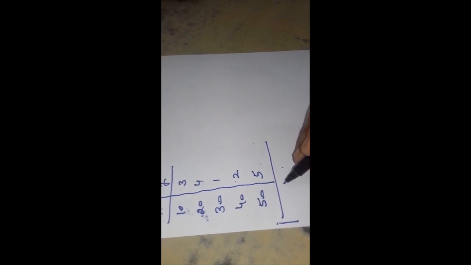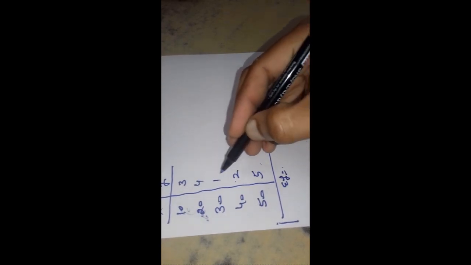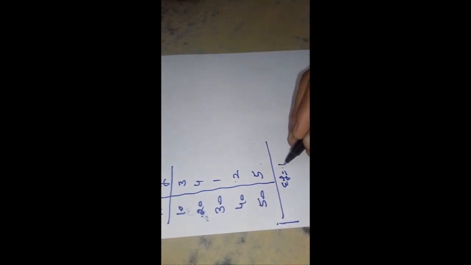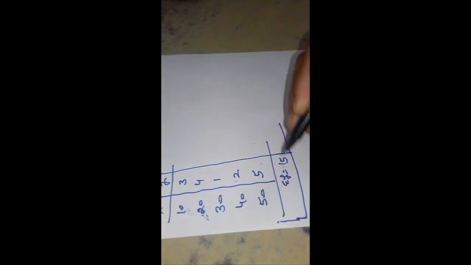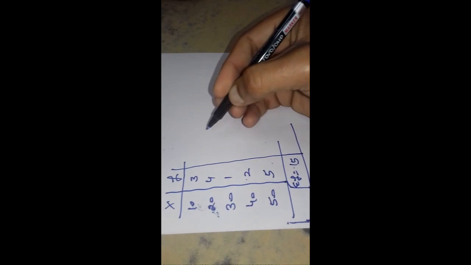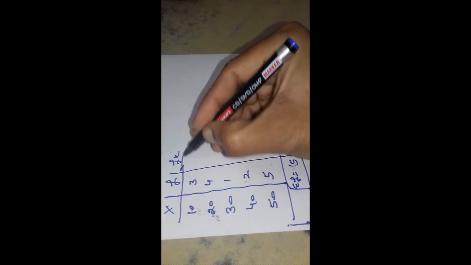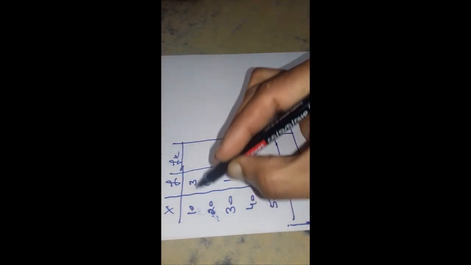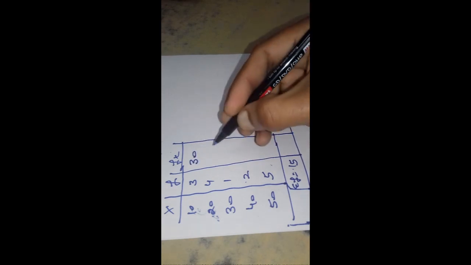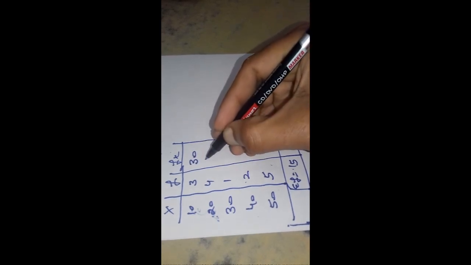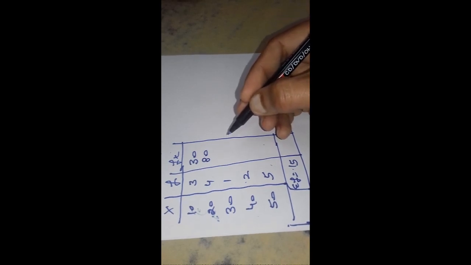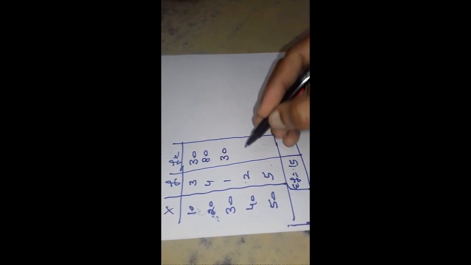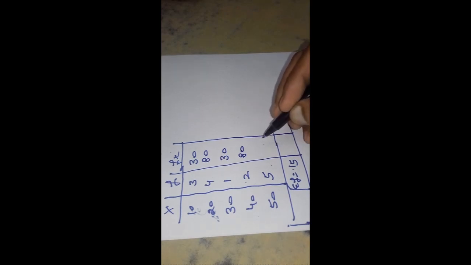Firstly, let's make the sum total of summation f, which equals 15. Then let's find fx, as we have to find summation fx. Multiply 10 by 3 equals 30, 20 multiplied by 4 equals 80, and 30 again 30, 40 times 2 is 80, and 50 times 5 is 250.